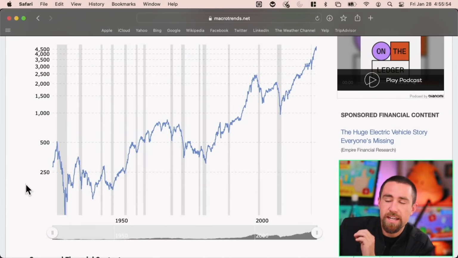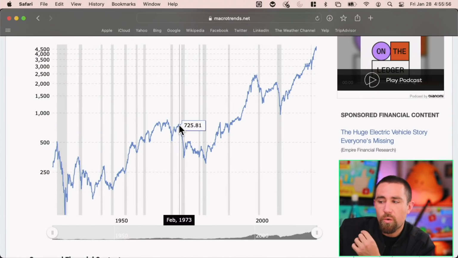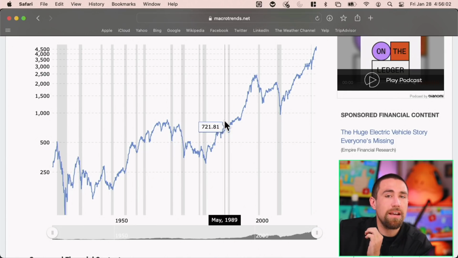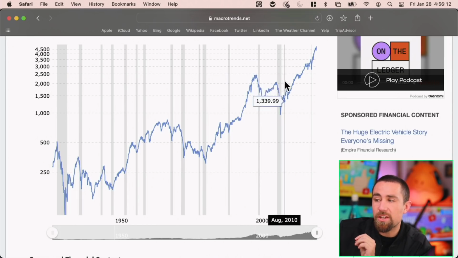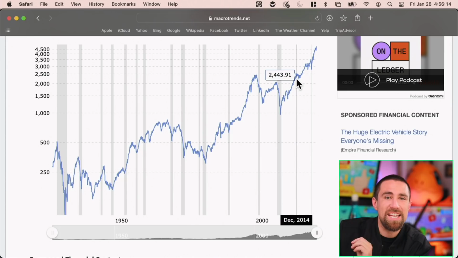If you invested in the S&P 500 right here in 1973, I kid you not, it would have taken 20 years for you to break even. If you would have invested right here during the dot-com bubble, and maybe you even started buying the early dip, it would take you about 14 years to break even.